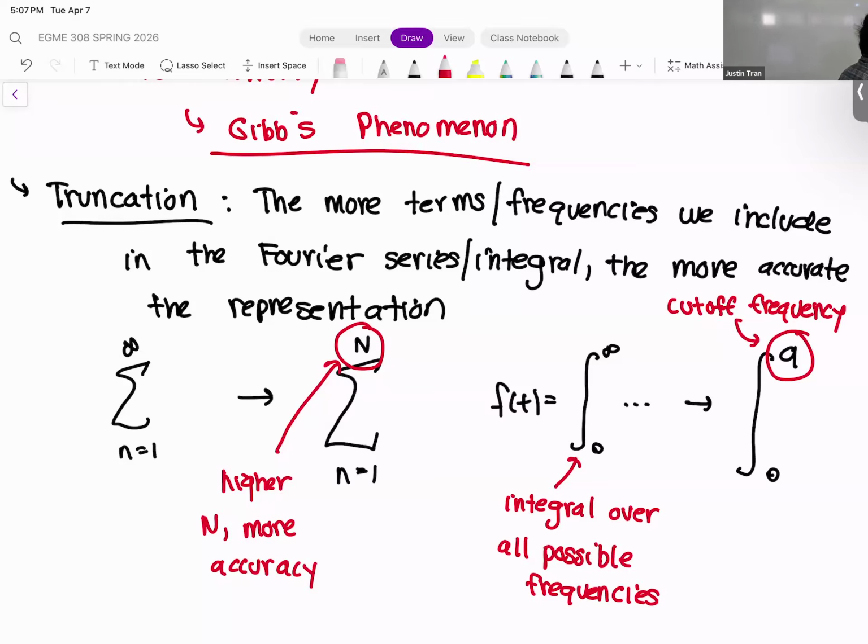Now, what you expect here is that the higher your cutoff frequency or the higher your mode n, that should make your representation overall more and more accurate. It should hug your function much more closely without oscillating. So you would think that the higher that you set your cutoff frequency or the higher you set your n, the Gibbs phenomenon should diminish, right?